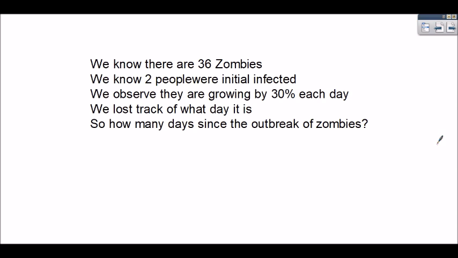So we know there's 36 zombies. We know that 2 people are initially affected. We observe that they're growing by 30% each day, but we lost track of what day it is. So how many days has it been since the zombie outbreak? I want you to pause the video right here. No, really, pause it. Try to figure out how many days it's been, and then I'll show you a shortcut after.